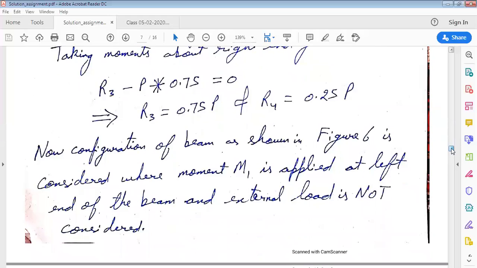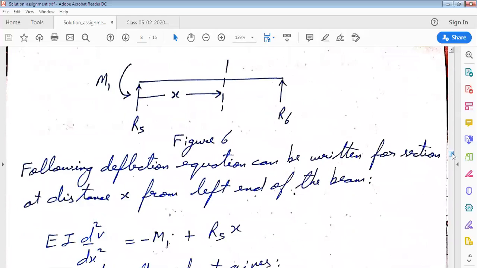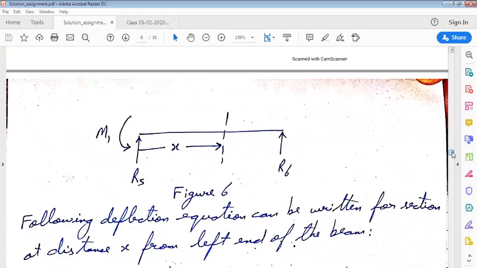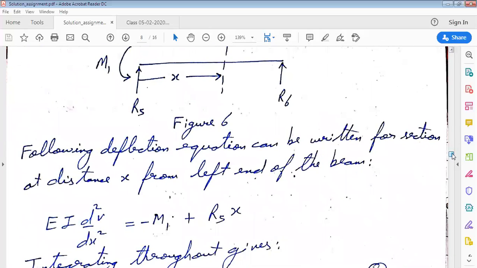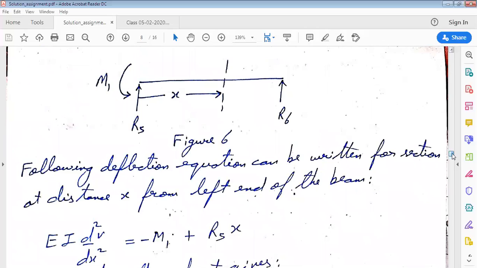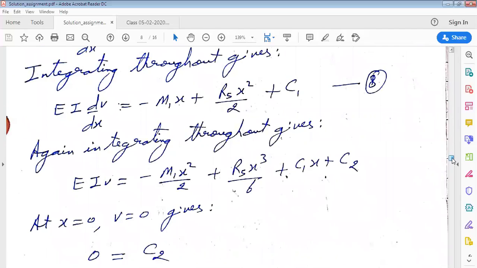Now, let us apply moment M1 on the left hand and let the vertical reactions in this case be R5 and R6. And let us now find out the values of M1, R5, and R6. If we apply the deflection equation on this configuration, given in figure 6, we get EI d square v by dx square equal to minus M1 plus R5x. Integrating it throughout, we get the expression of slope. Again, integrating throughout, we get the expression of the elastic curve.